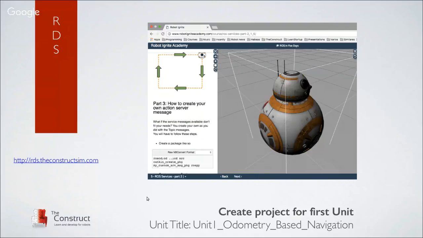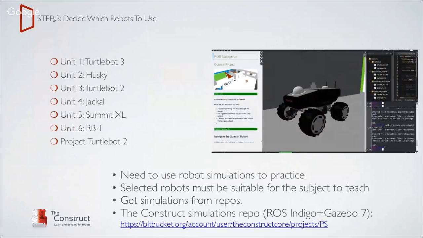Great. Let's go for the next step. Next step is step 3, which is to decide which robots to use. Every unit of the course is going to teach a subject, and every subject has to have an associated simulation of a robot for the students to practice and program with. What we recommend is that you change the simulation for each unit.